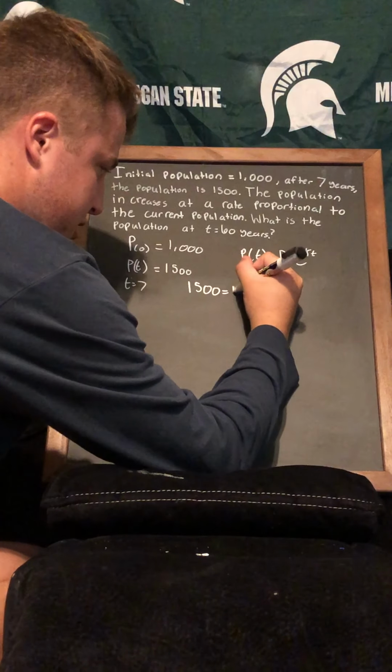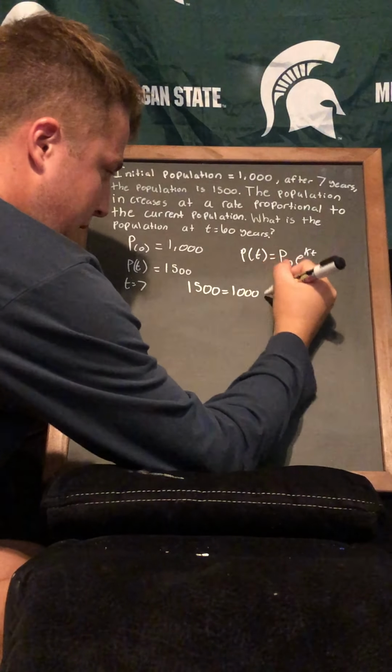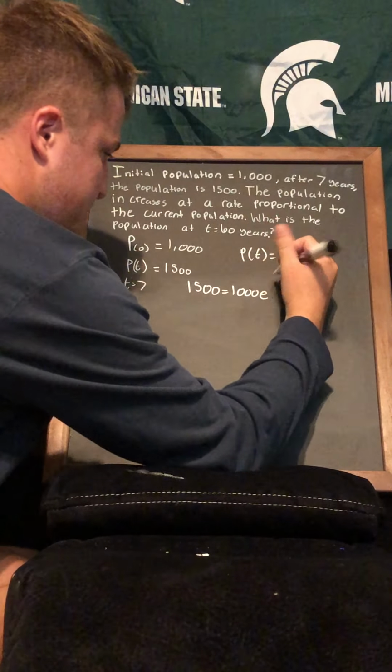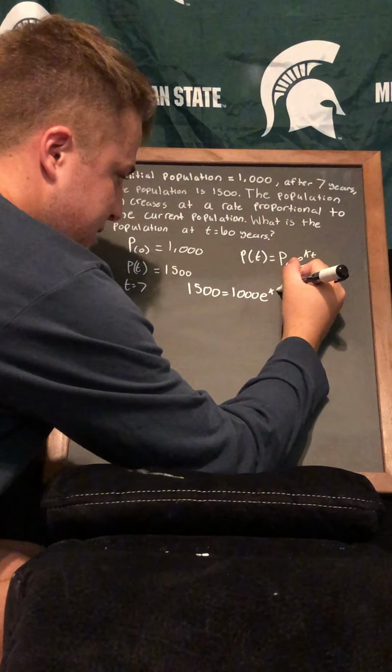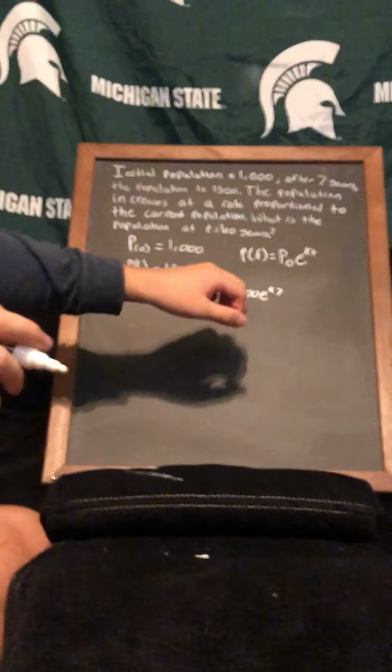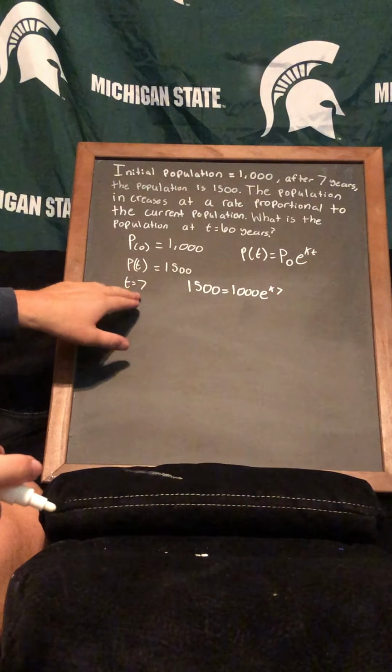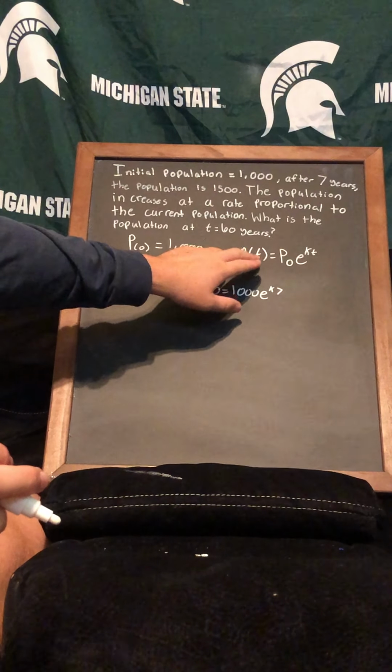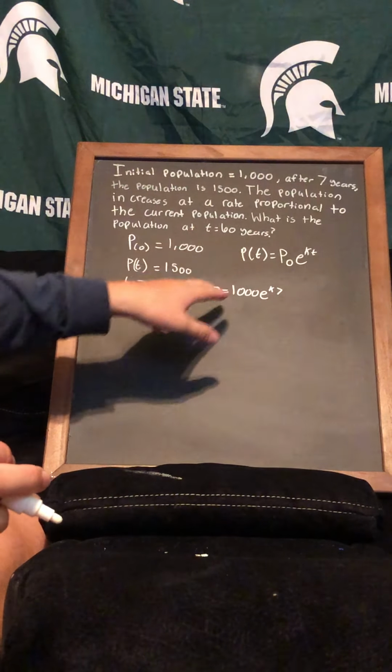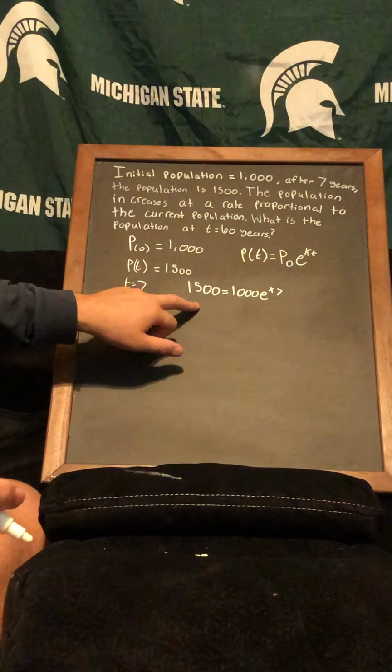So you're going to set this up as 1,500 is equal to 1,000 e to the k7, okay? So again, you want to solve for k here. That's why t is plugged in for 7, and because at P of 7 it equals 1,500, there's 1,500, okay?